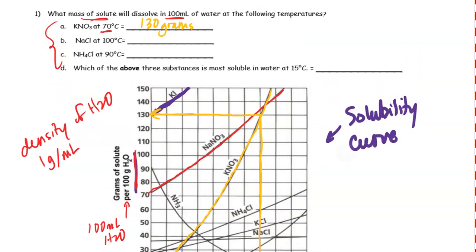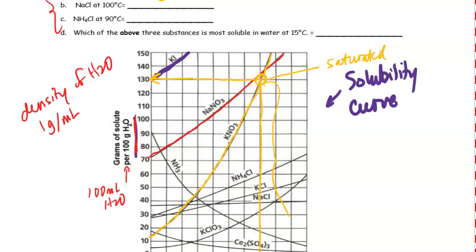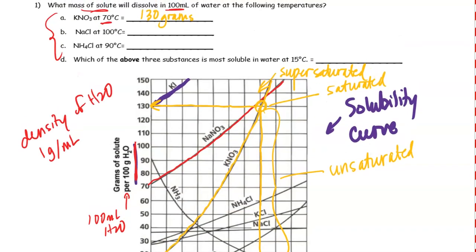So basically at this point, that means that I would get a saturated solution of potassium nitrate. If I'm below that point, anywhere below this point right here, this would give me an unsaturated solution of potassium nitrate at that temperature. If I'm above that value, then basically that means I am supersaturated in potassium nitrate. Let's try some of these other questions.